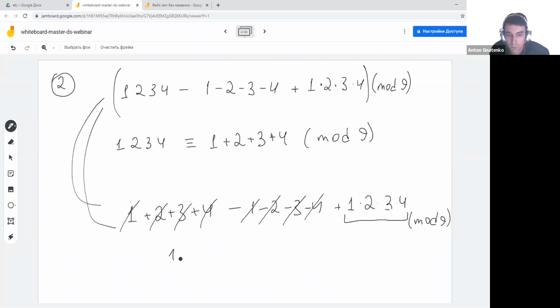So it suffices to find the remainder of this number modulo 9. But this number is very easy to compute. It is, wait a minute, yeah, it is 24. Modulo 9, it is 18 plus 6. So when we divide it by 9, the remainder is 6. So our answer is 6 here.